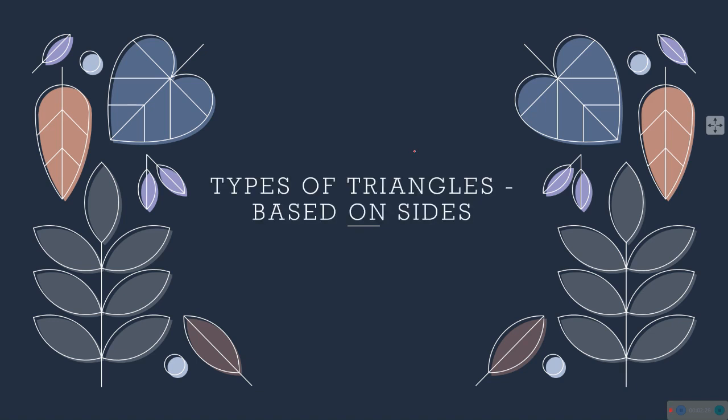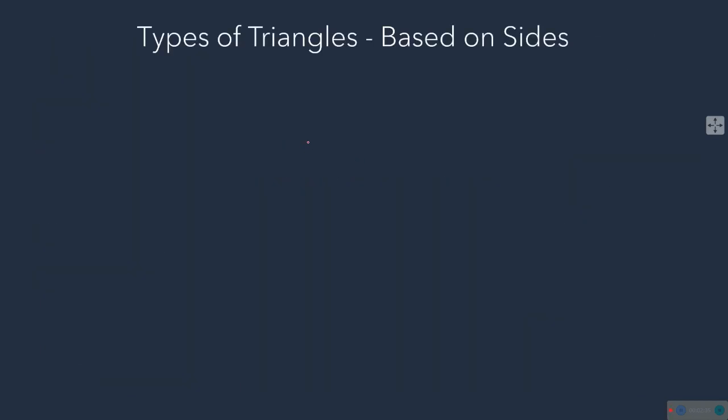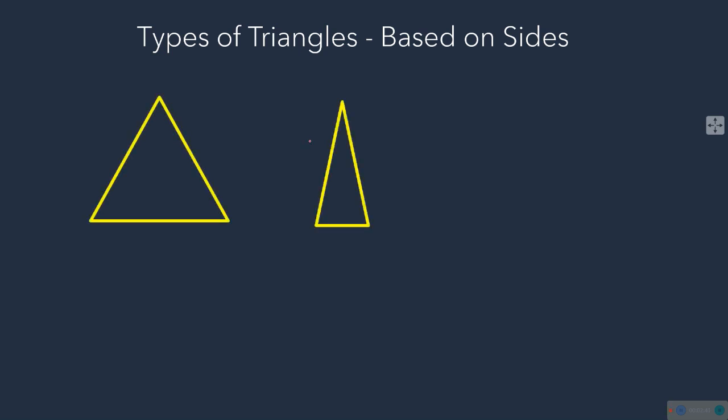We are here to learn about types of triangle based on sides of a triangle. We know what are sides of a triangle. Based on that, we can classify the triangles. How are they? The triangles based on the sides are, one can be like this, the other can be like this, and the third can be like this. What is the difference in the sides of the triangle?